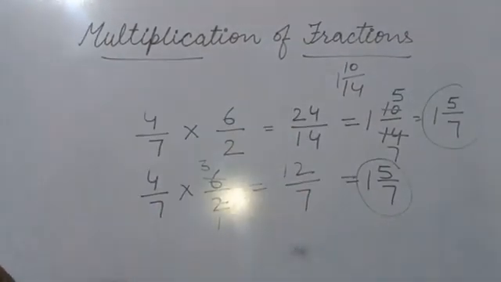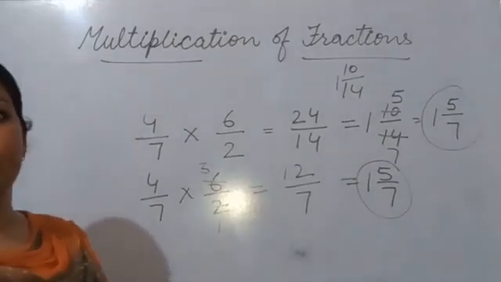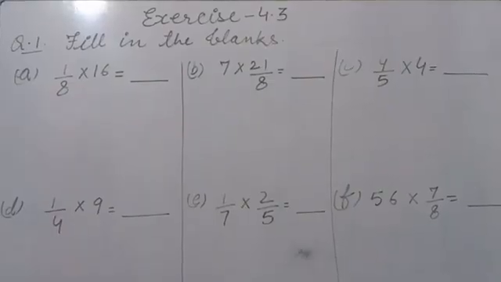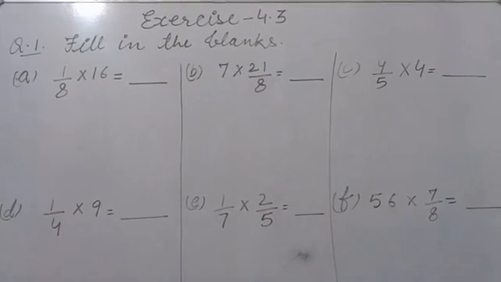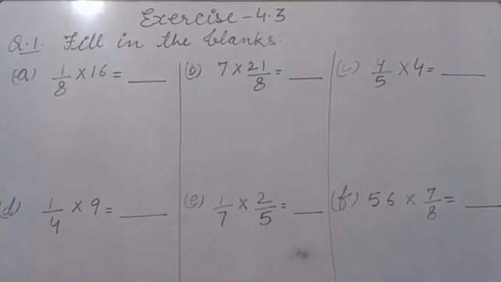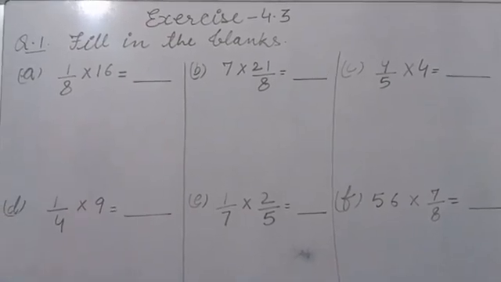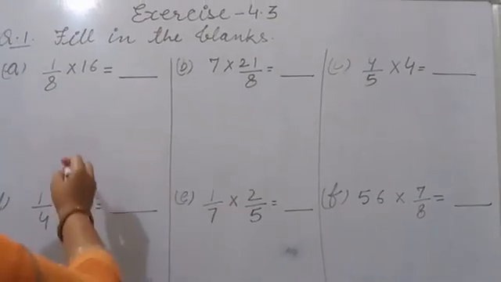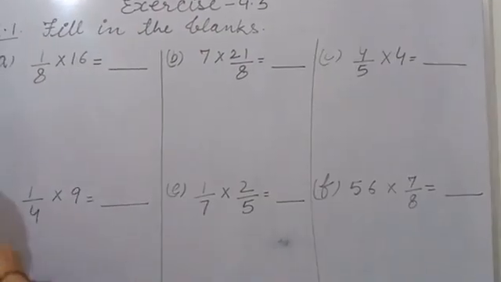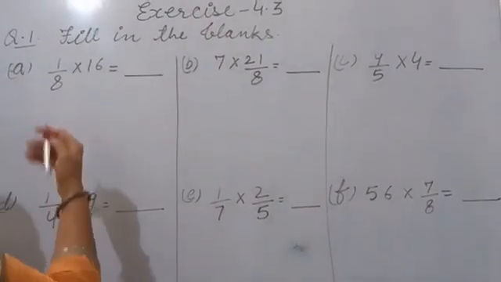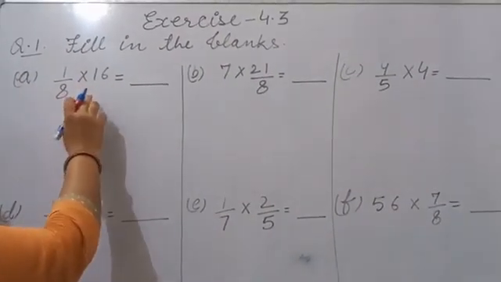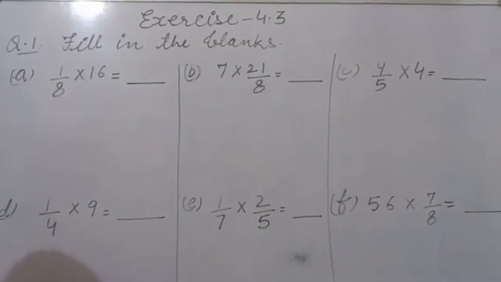Okay, so like this we will do in the exercise. Now exercise 4.3, question number 1 is there, fill in the blanks. Here you have to solve and fill in the blanks. A part is there, 1/8 multiplied by 16. Here 16 is a whole number, there is no denominator, so we can take denominator 1.